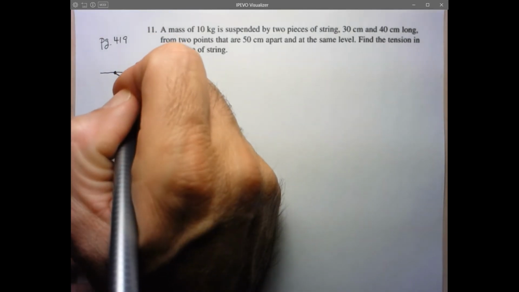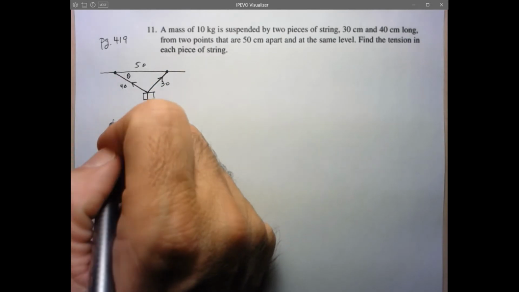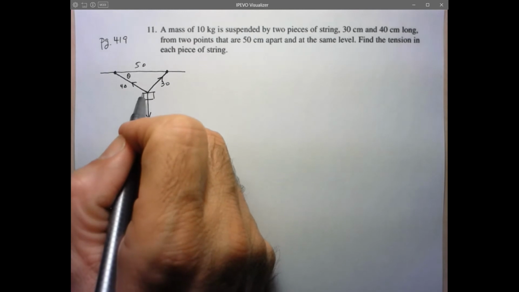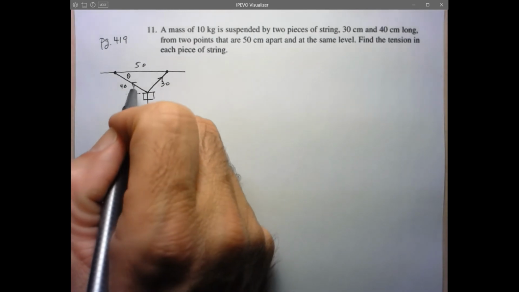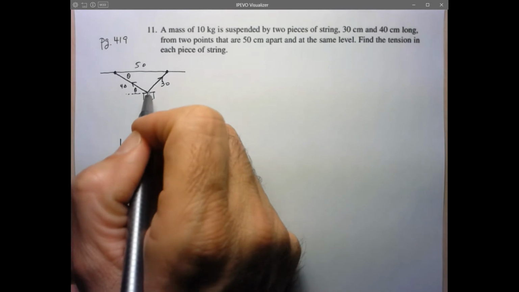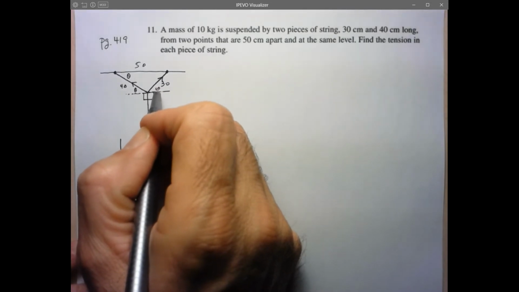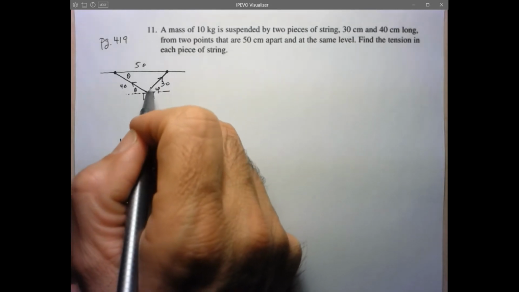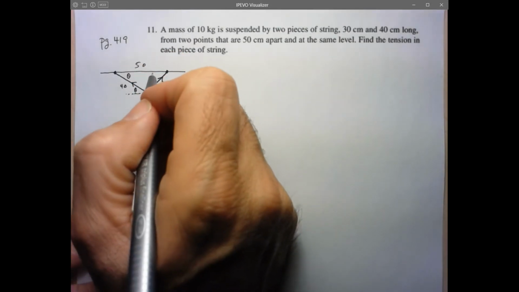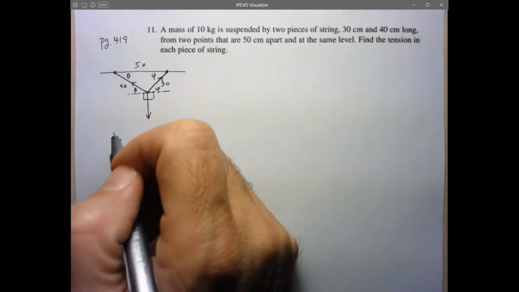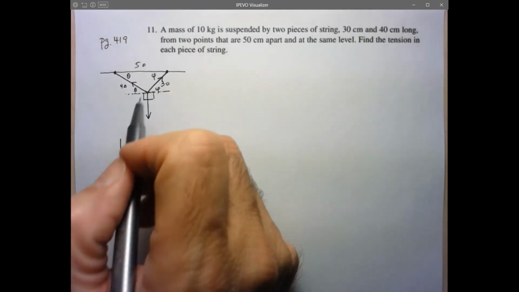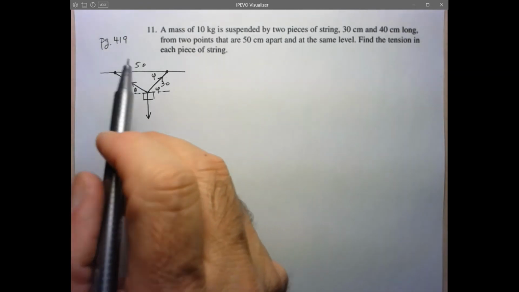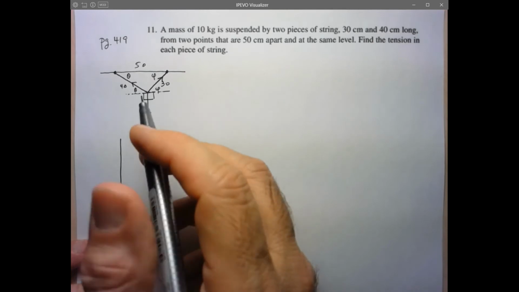I'll call this angle theta. This is the one I'm going to look for because it's inside the triangle. Why is that useful? Because that's going to be the same as this angle here, because that's also theta. This angle here, say I call it phi, which represents the angle with respect to the horizontal of the second tension, is going to be the same as this other angle in the triangle. That's why it was important for them to tell us that it was at the same level, so I knew that I was dealing with something that was horizontal.